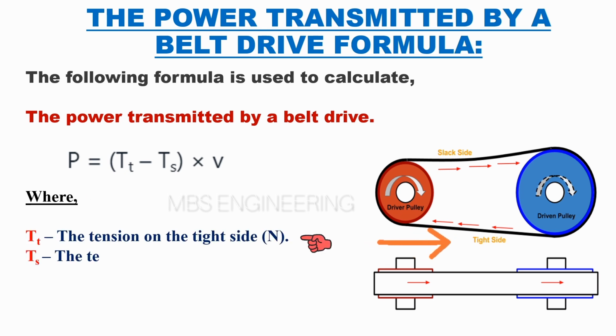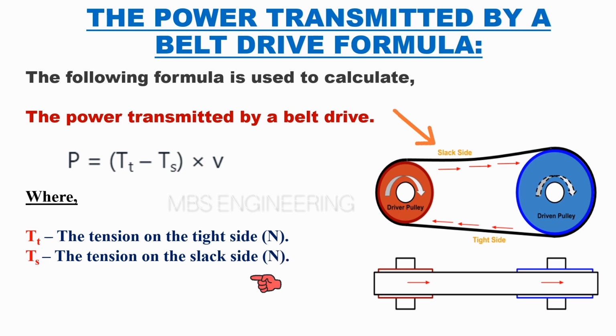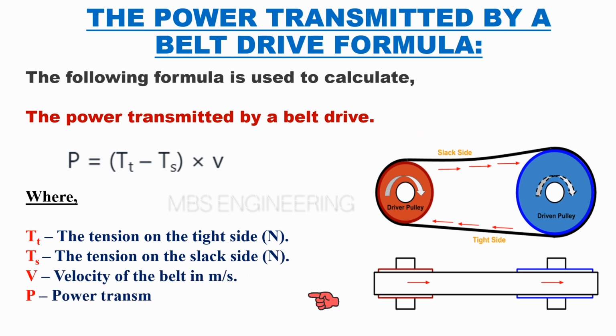Ts is the tension on the slack side in Newton. V is the velocity of the belt in meter per second. P is the power transmitted by a belt drive.